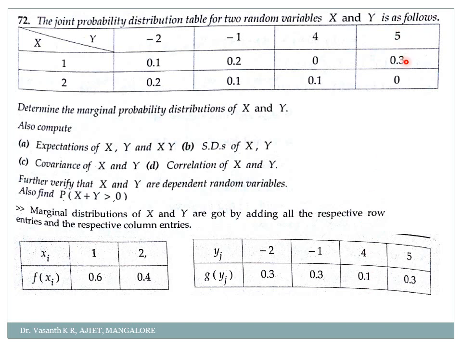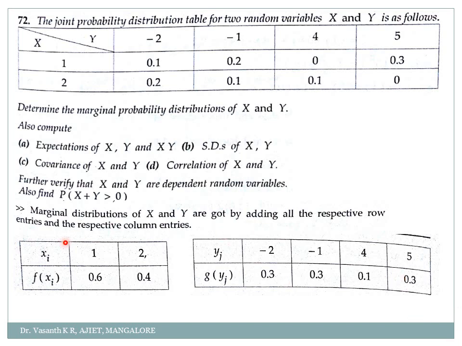Probability of 5 means 0.3 plus 0.1, or that is simply 0.3. So when I add this, total should be how much? 1. Check whether it is 1. We have to just cross verify it. So 0.3 plus 0.3 is 0.6. 0.6 plus 0.1 is 0.7. 0.7 plus 0.3 is 1.